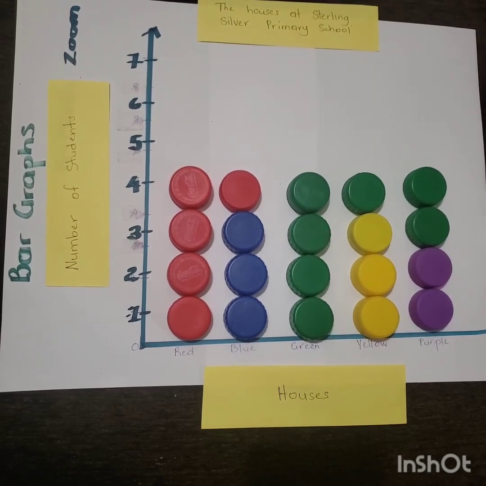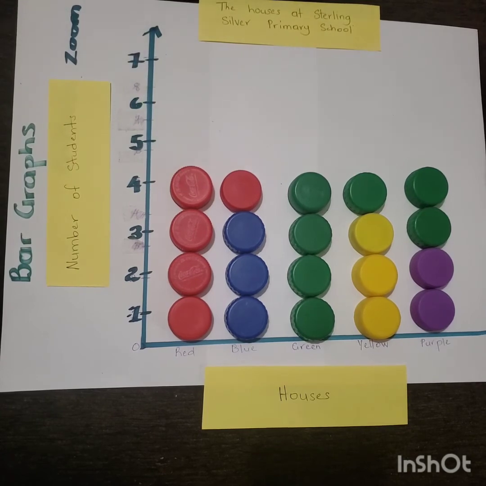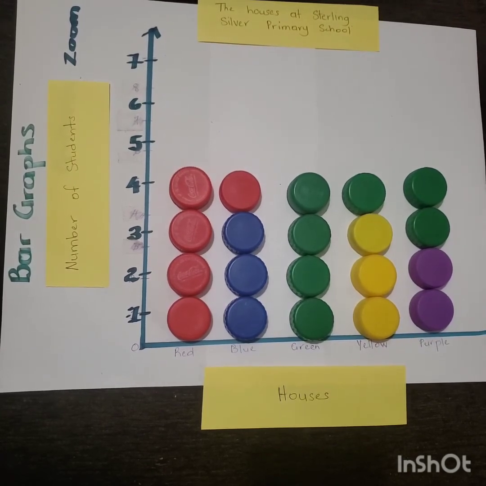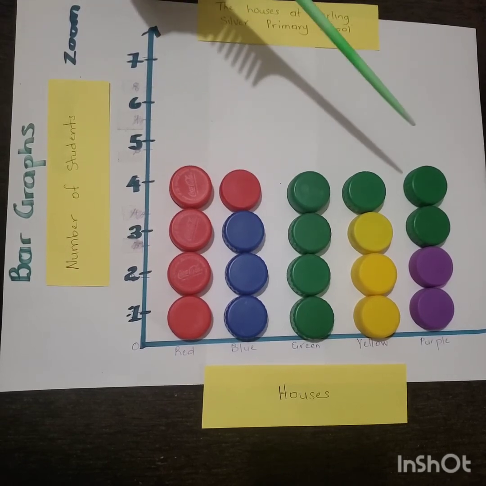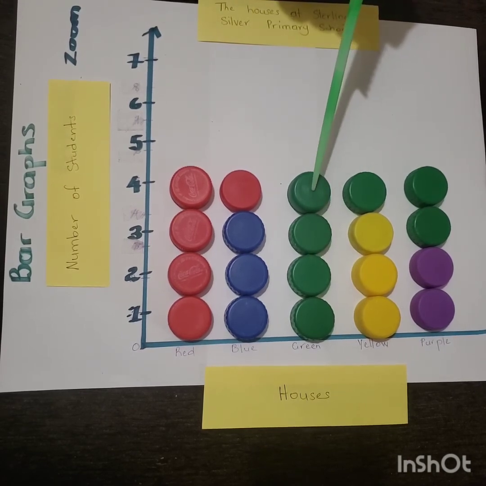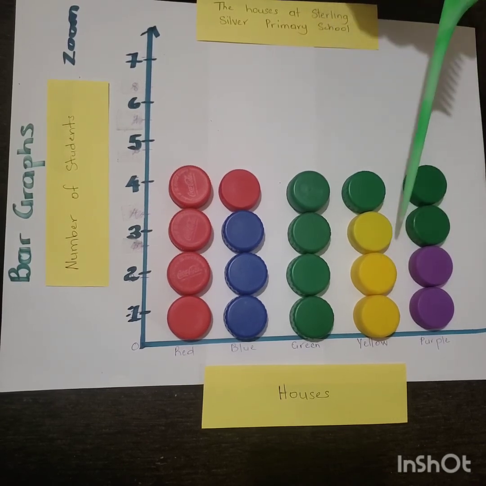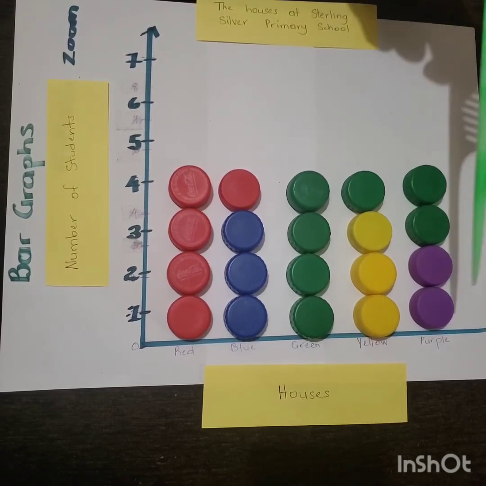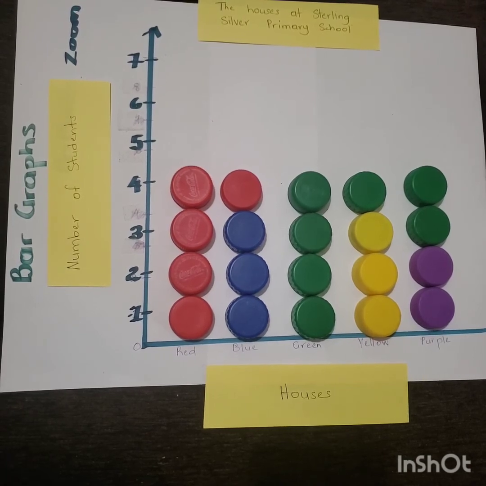Can you tell me how many students are now in one house? 1, 2, 3, 4 is in red house. Let's see if blue house has the same. 1, 2, 3, 4. Yes. In green house, 1, 2, 3, 4. Yes. And in yellow house, 1, 2, 3, 4. Then purple, 1, 2, 3, 4. Yes. We balanced all the houses with the same number of students.